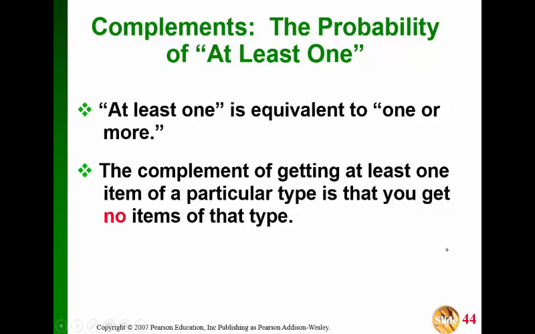So, the probability of at least one. At least one is equivalent to saying one or more happening. So if we're talking about one or more happening, then the idea of a complement of that is nothing happening. Does that make sense?